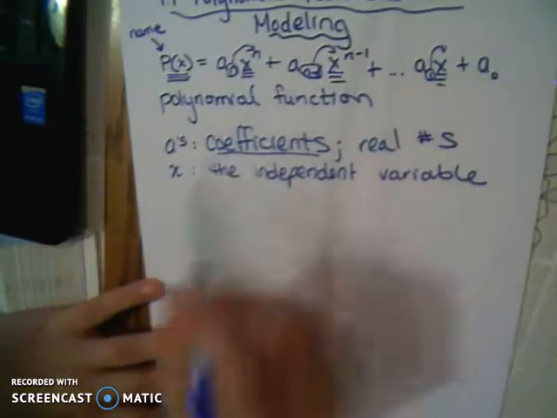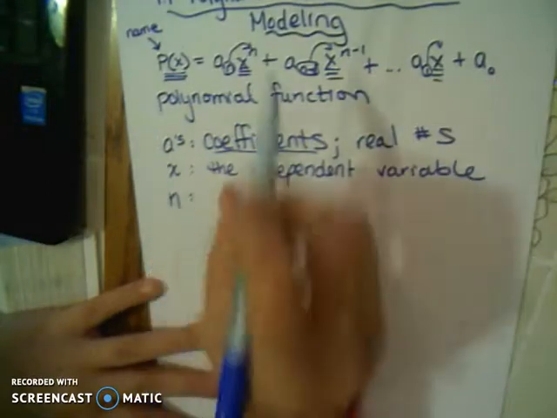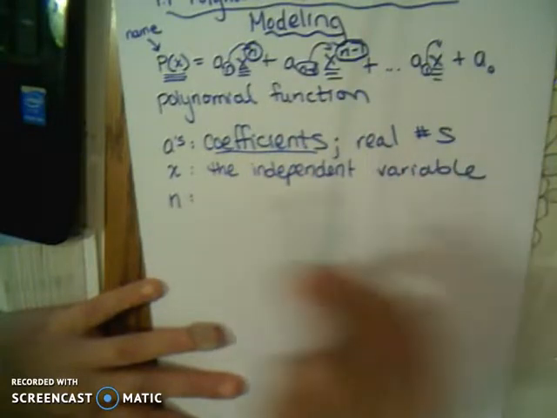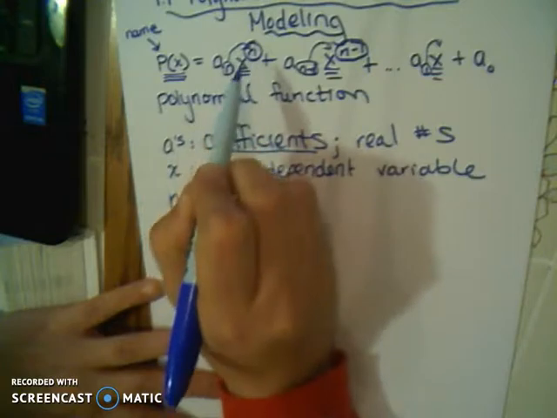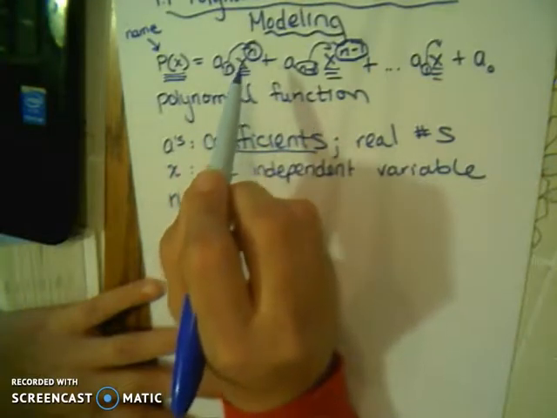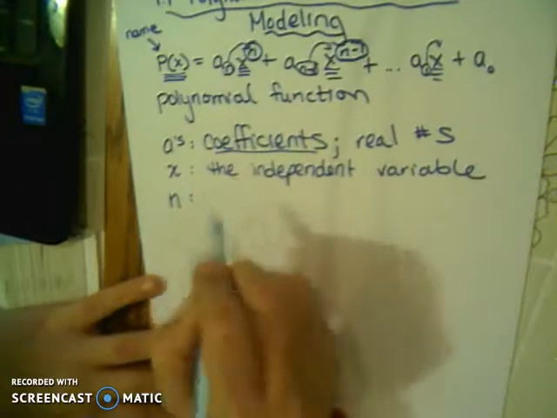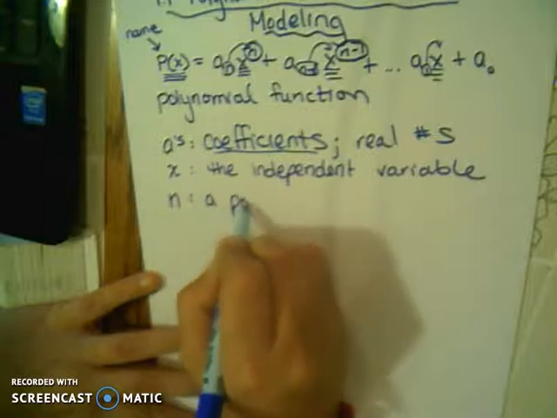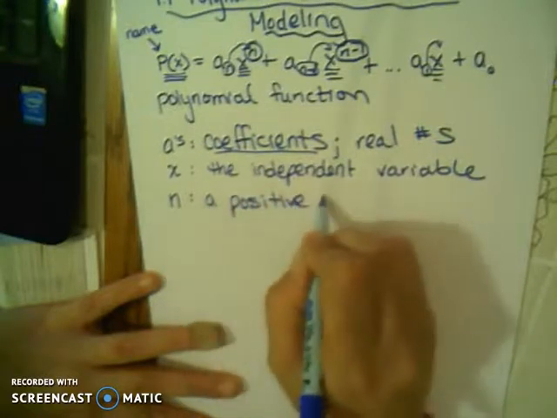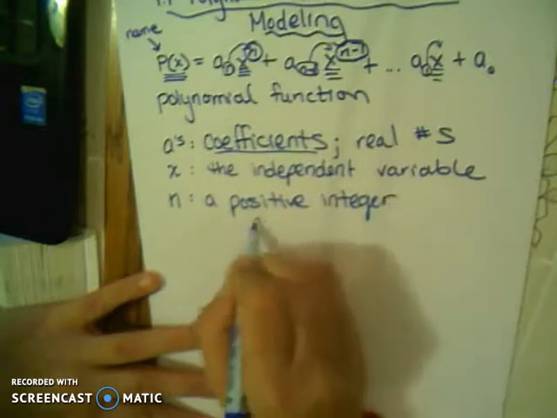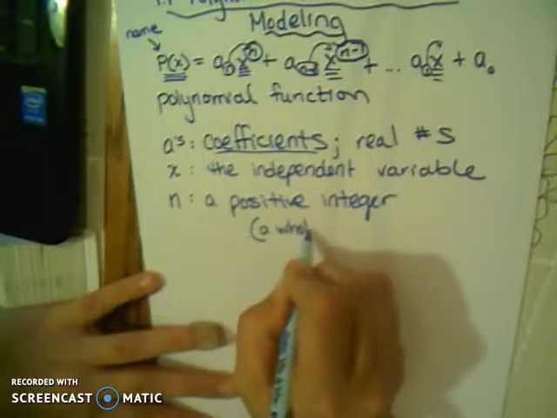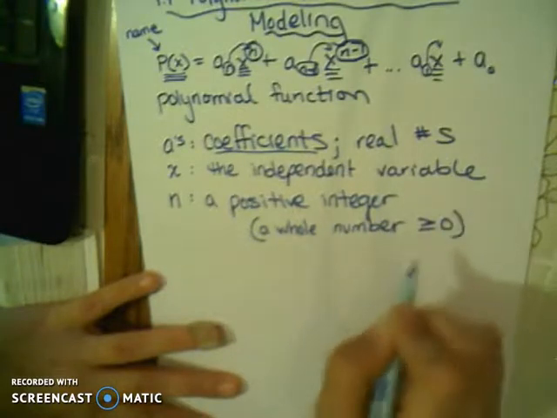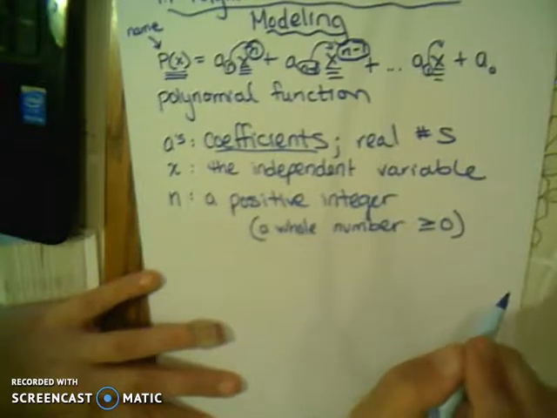And then the n's here, n represents or helps us to represent the exponent. And those exponents in a polynomial have some very specific rules that go with them. n is always going to be a positive integer. Another way to say that is a whole number. It can be anything greater than or equal to 0, but only the wholes. So 0, 1, 2, 3, 4, 5, 6, 7, all the way up.